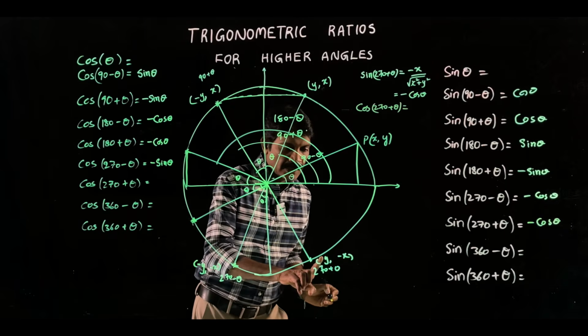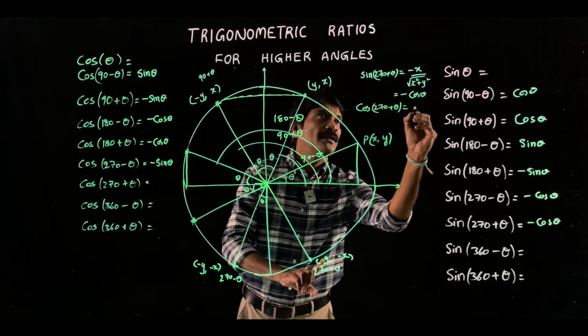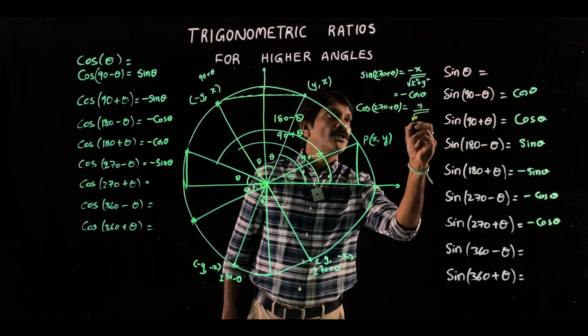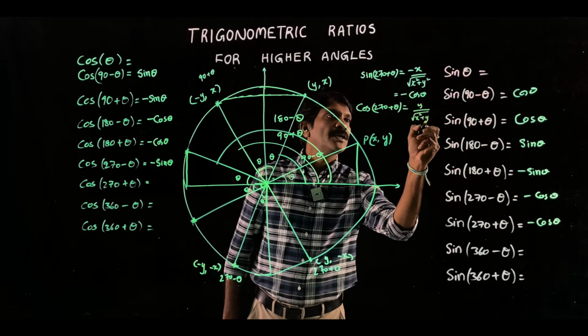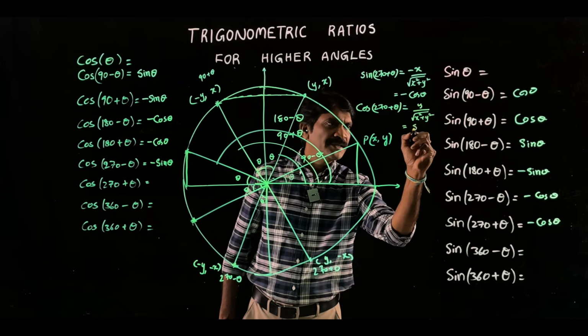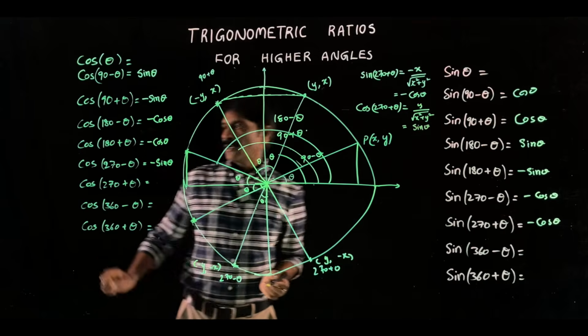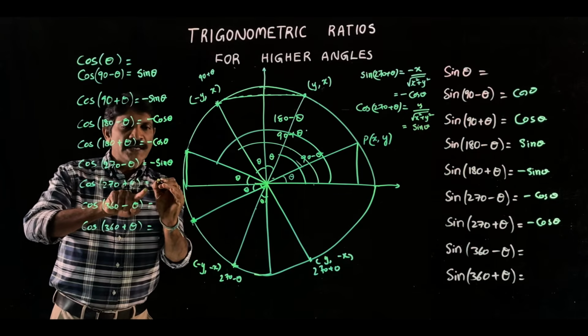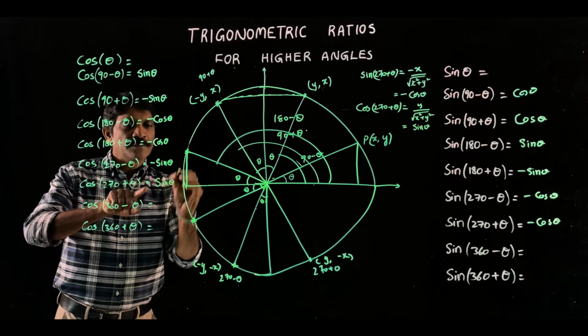For cos, we have to look at this coordinate, which is y by under root x square plus y square. You know that y by under root x square plus y square is sine theta. So cos 270 plus theta is sine theta.